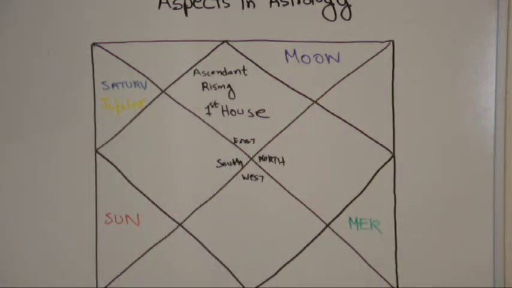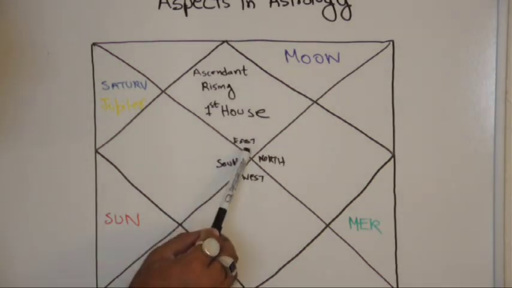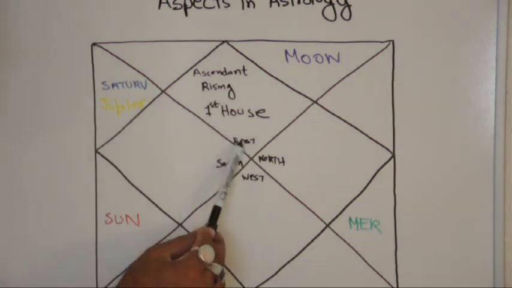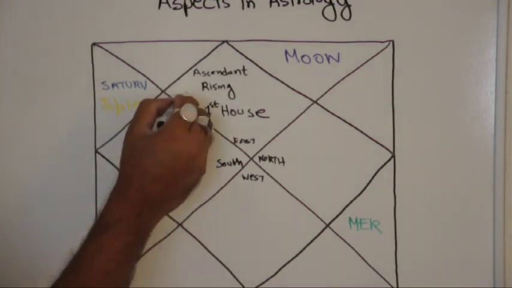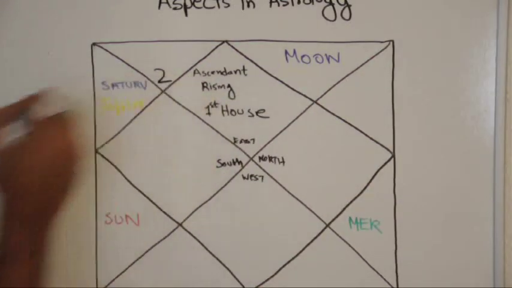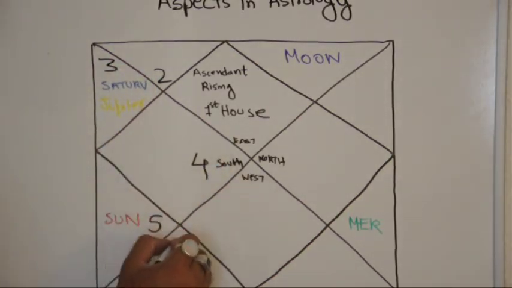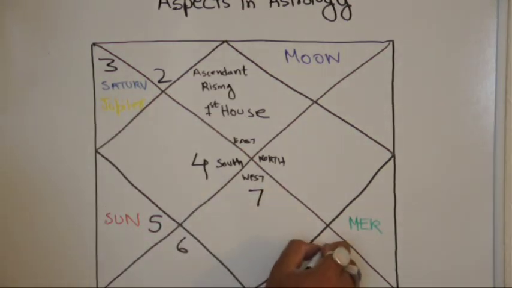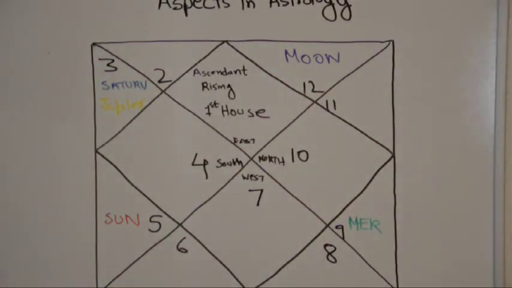Now what does it mean by east? The first house is always the eastern side of the sky. So when the sun is rising from the east, or wherever the east is at any given point of the day, that's the first house. Now we're going to go counterclockwise. This is the first house, then this is the second house, this is the third house, this is the fourth house, fifth, sixth, seventh, eighth, ninth, 10th, 11th, and 12th house.